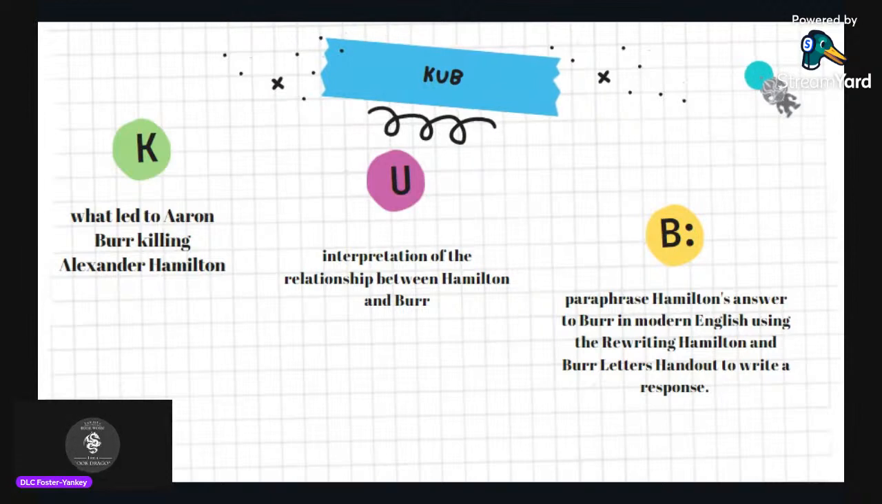All right, so that concludes Lesson 6 and brings us to our CFU. Students will know what led to Aaron Burr killing Alexander Hamilton. They will understand Miranda's interpretation of the relationship between Hamilton and Burr, and be able to paraphrase Hamilton's answer to Burr in modern English using the Rewriting Hamilton and Burr Letters handout to write a response.